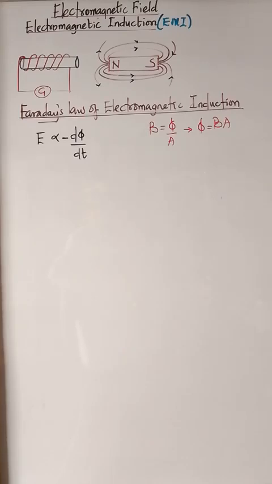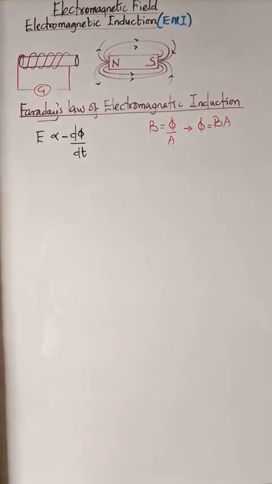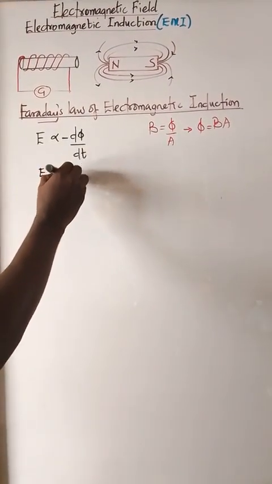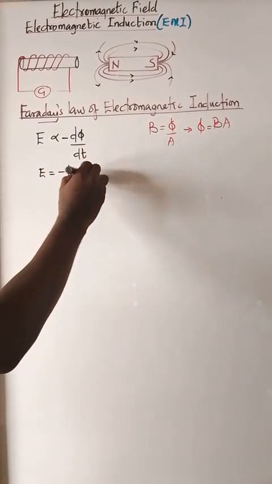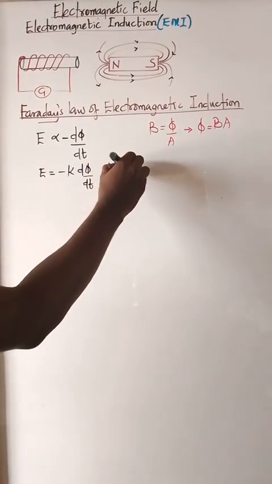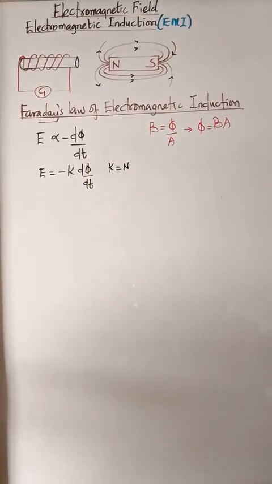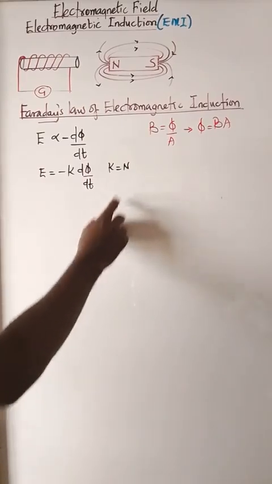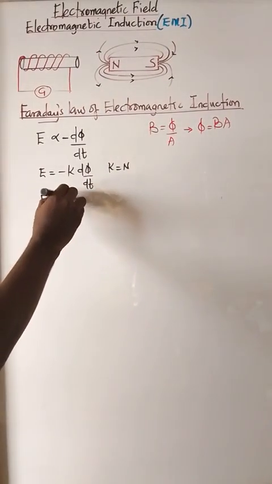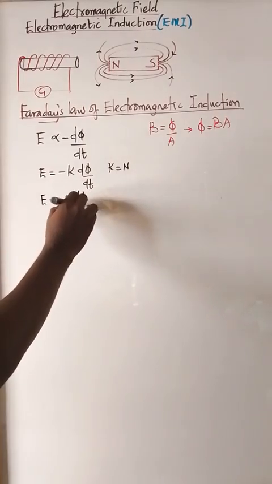Lenz's law is an energy conservation law. We are coming there. But we have this. Then from here we can say E equals a constant K. This K actually is the number of turns of the conductor. So we can use a loop. If it's one loop, N is 1, two loops, N is 2. So we can say our E equals minus N times the rate of change of this.